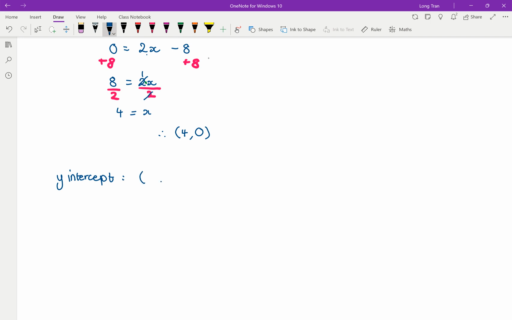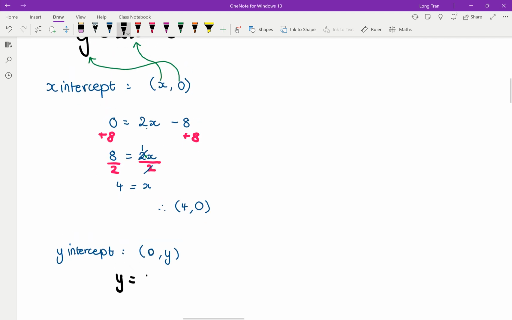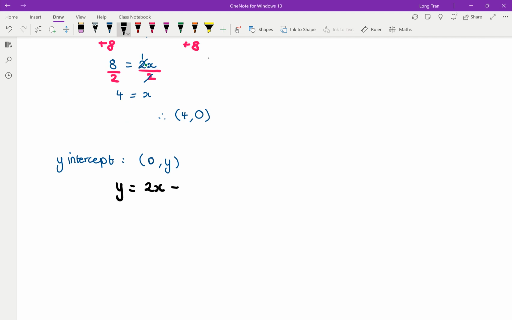For the y-intercept, we don't know what the y value is, somewhere on the y-axis, but we do know that the x-coordinate is 0. So what's the equation again? The equation was y is equal to 2x minus 8. Same thing again: you are substituting the x-coordinate with the x-coordinate and the y-coordinate with the y-coordinate. So that gives me y is equal to 2 times 0, because x is 0, minus 8. And look at that, how easy is this? 2 times 0 is 0, minus 8, y is equal to negative 8.